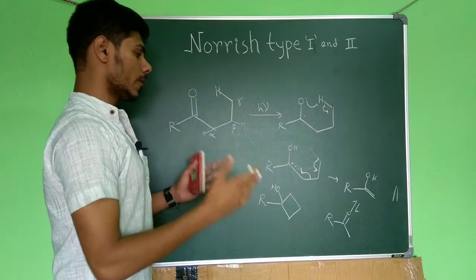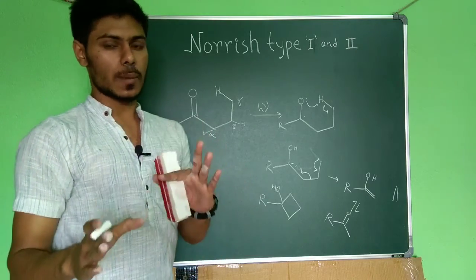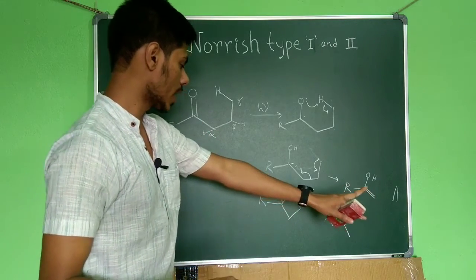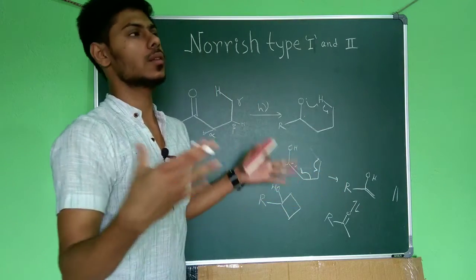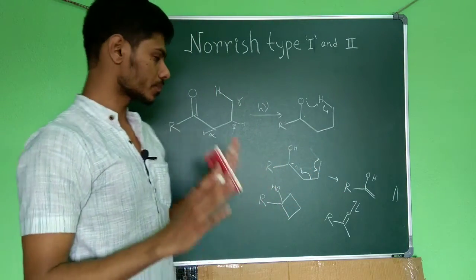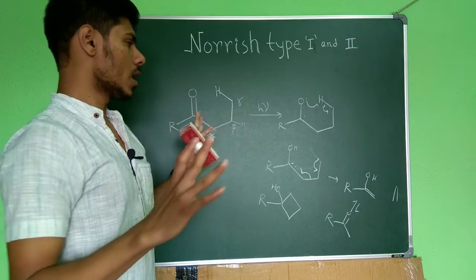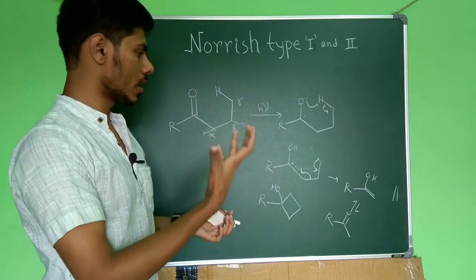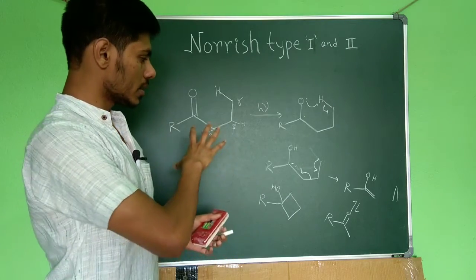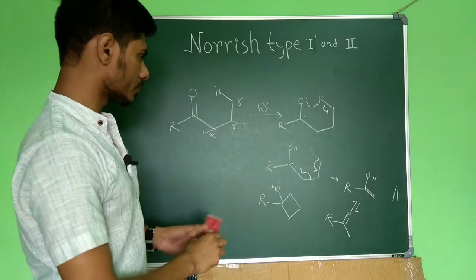So what will be the fate? That is again dependent on the substrate. That is, if there is a possibility that this double bond is more substituted, then the double bond may form. So it is case specific. We have to study different reactions, and then we can predict what will happen. But this is the general outcome.